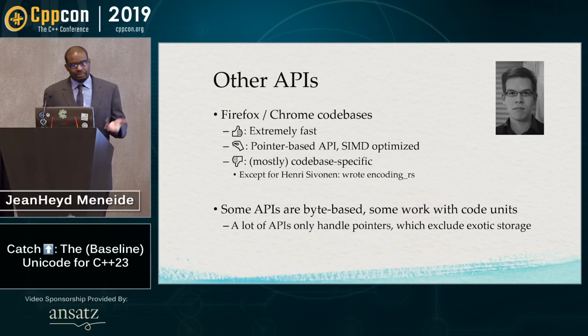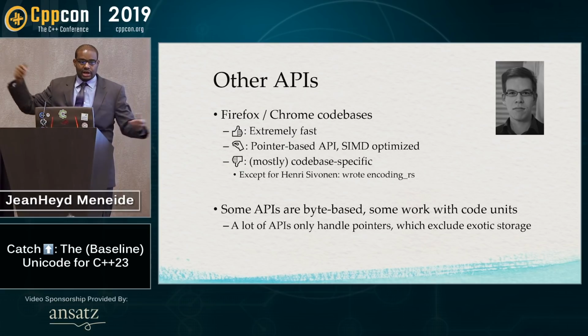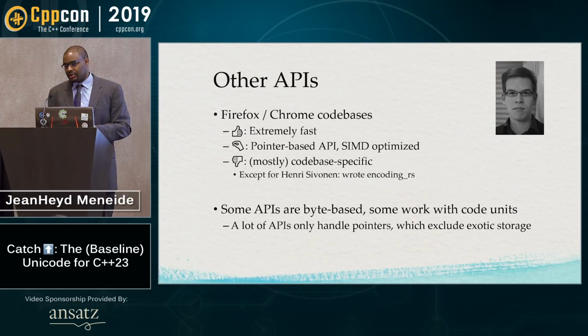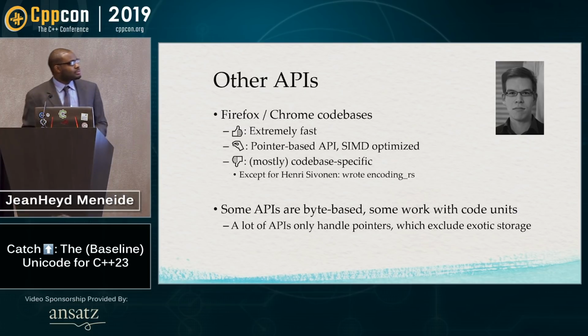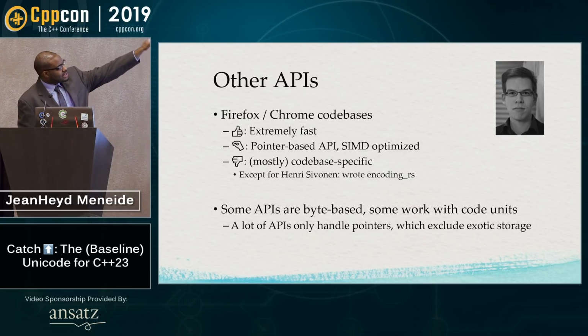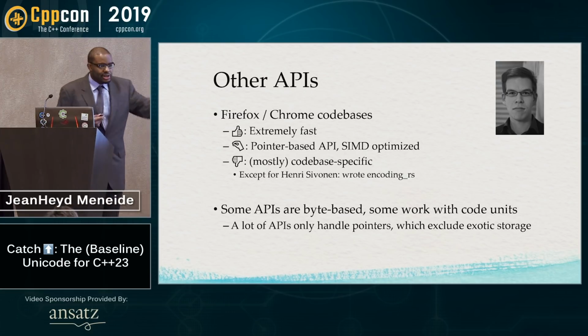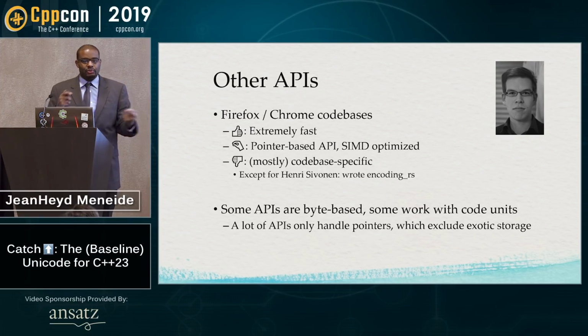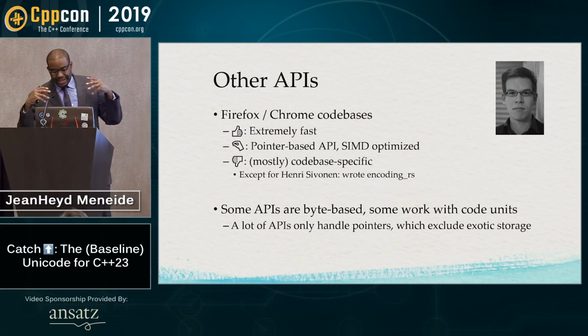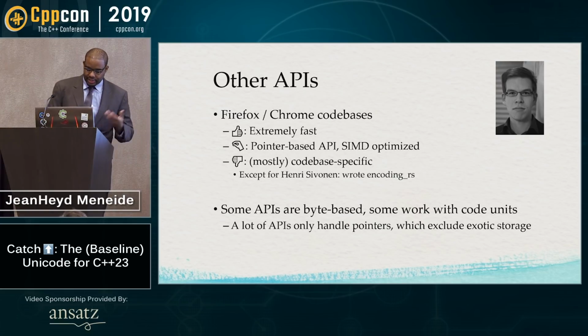The problem is it's still kind of pointer-based, right? Like the C interfaces. So it becomes a little bit problematic if you want to use it with exotic storage. So if you wanted to use, say, a std::deque, well, it's a little bit difficult. If you want to use, say, a rope, it's a little bit difficult, right? And again, one of the problems is that the Chrome stuff and the Firefox stuff are generally code-base specific, except Henri went out of his way to release what's called encoding_rs as a freely available library, and he has C++ and C bindings. So he made a serious effort to allow other people to use his code, right? And that's been very, very helpful.